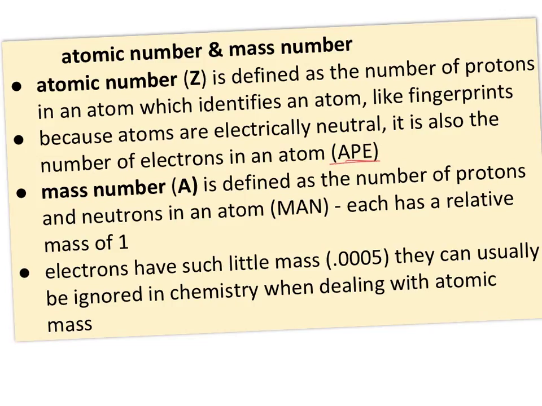I've also put in this A minus Z, and that's just to remind you that atomic number represents both protons and electrons, although technically it's defined as the number of protons. And A stands for mass, so mass minus atomic number gives you your neutrons.